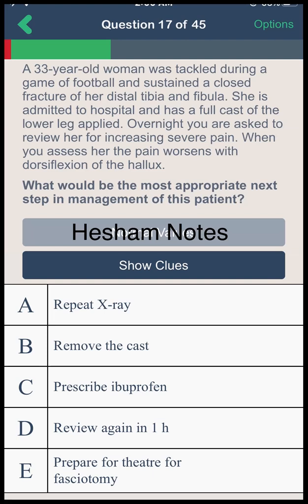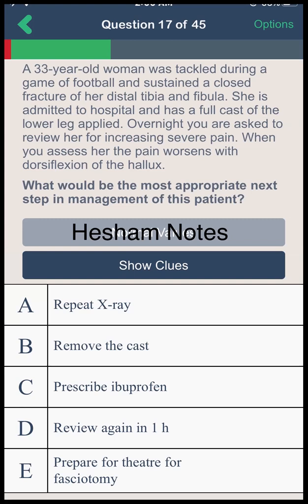A 33-year-old woman was tackled during a game of football and sustained a closed fracture of her distal tibia and fibula. She is admitted to the hospital and a full cast of the lower leg is applied. Overnight, you are asked to review her for increasing severe pain. When you assess her, the pain worsens with dorsiflexion of the hallux. What would be the most appropriate next step in management of the patient? A. Repeat X-ray. B. Remove cast, prescribe ibuprofen, review again in 1 hour. E. Prepare for theater for fasciotomy.